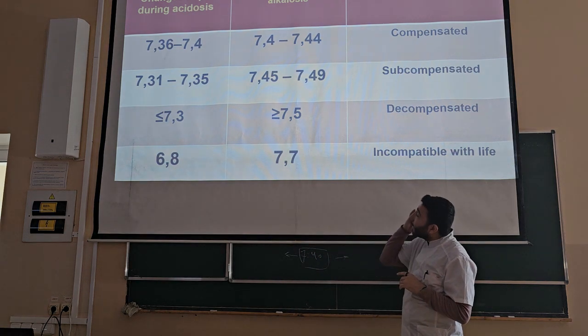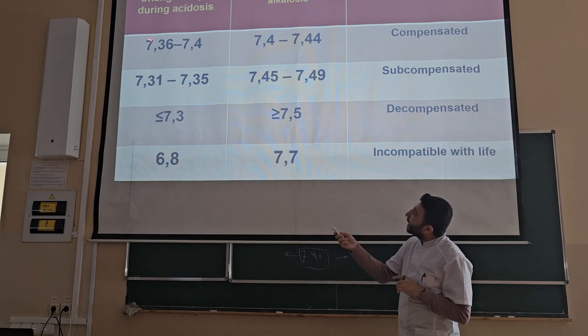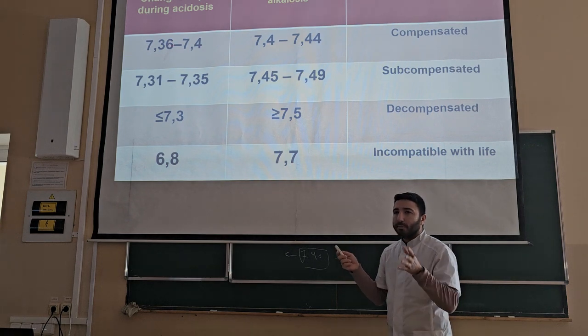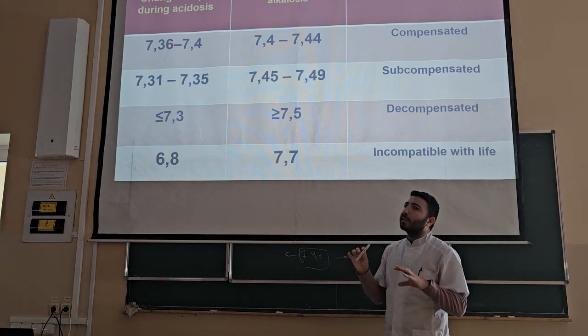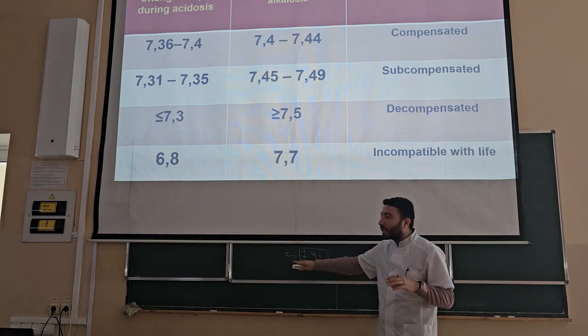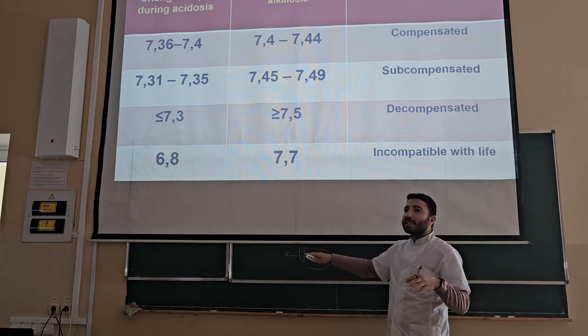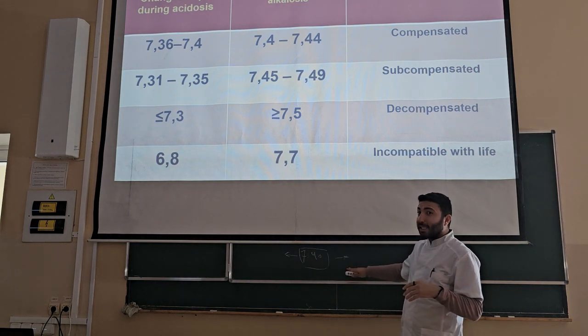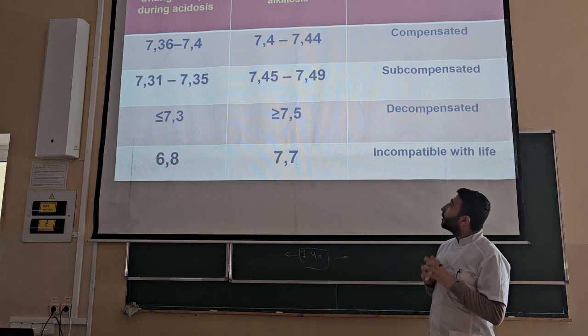You will see there is a change in the pH during the acidosis. It will be in these concentrations from 36 to 4. If you remember when I spoke about a little bit less, a little bit more, yes, that's the compensated level.